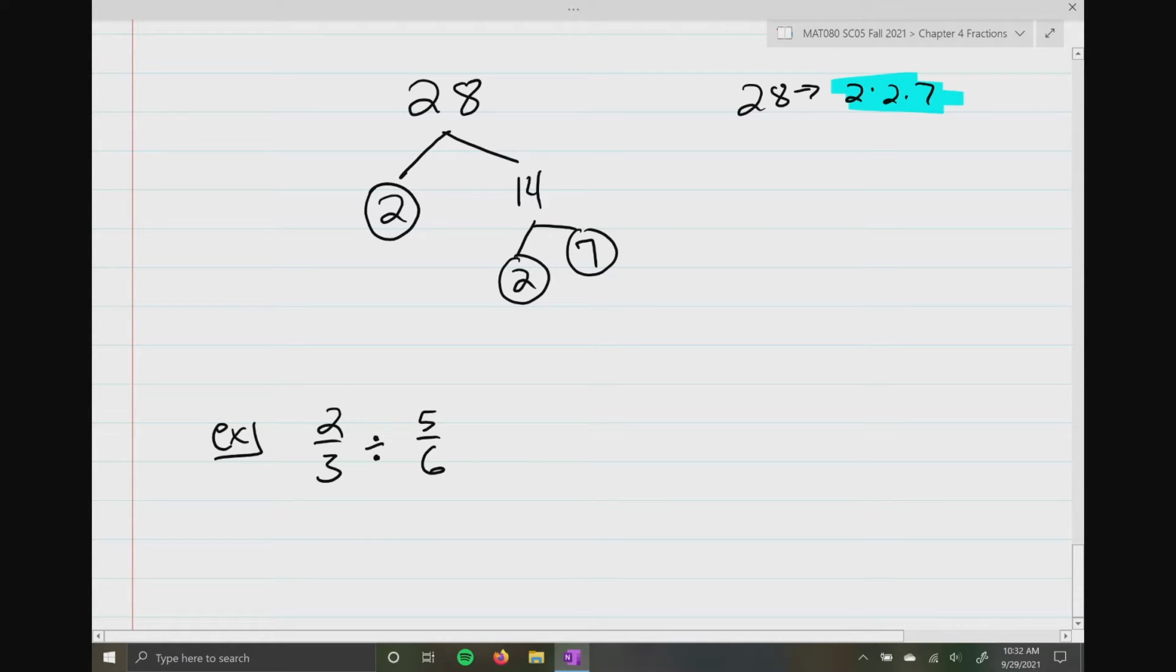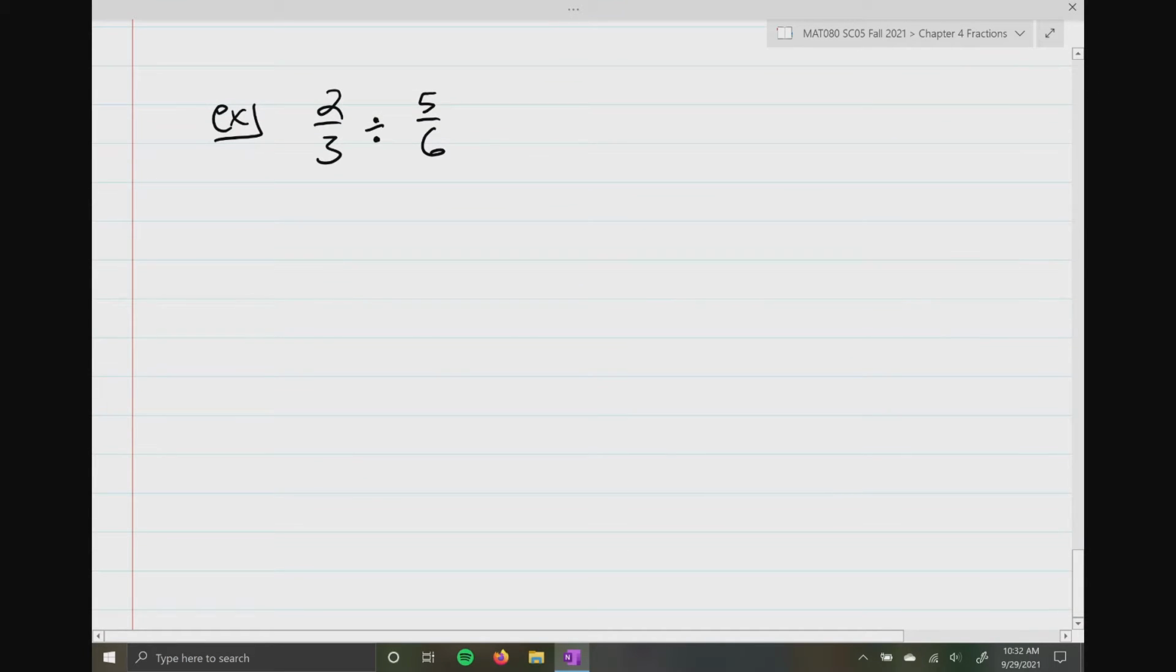2 over 3 divided by 5 over 6. What's the curveball here, Todd? What's the curveball? What looks different from this problem compared to all the other ones? Anybody? Division. Yeah, we're dividing. So let me give you the steps for division.